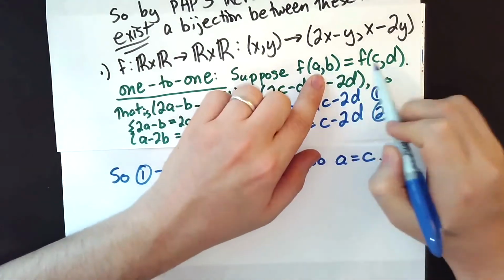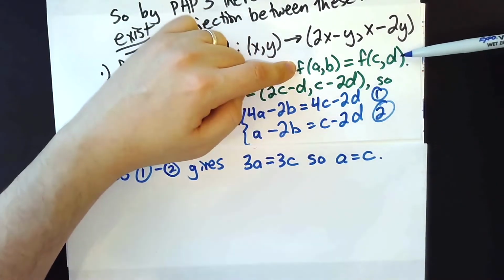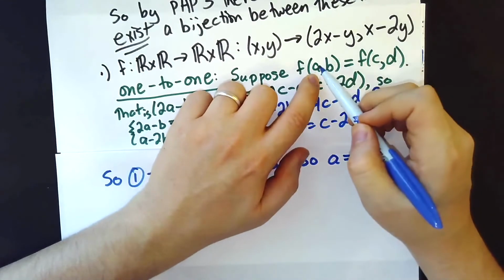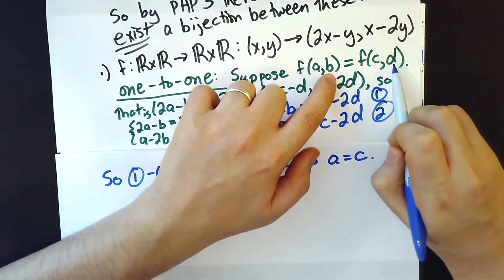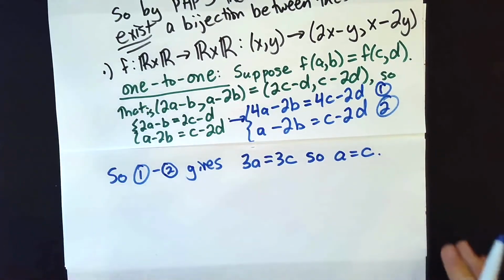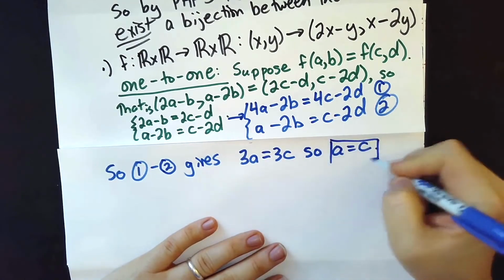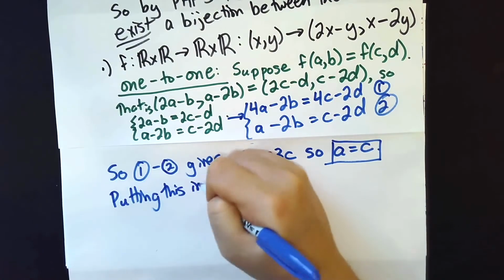Now, if you remember what it is I'm trying to do, I'm trying to show that since these two inputs gave me the same output, the two inputs are the same. That actually gets me halfway there, because this has shown me the first part: a and c are actually equal. I still need to handle b and d. How am I going to handle that? Well, I'm going to use this equation and substitute it back into, say, equation 2.